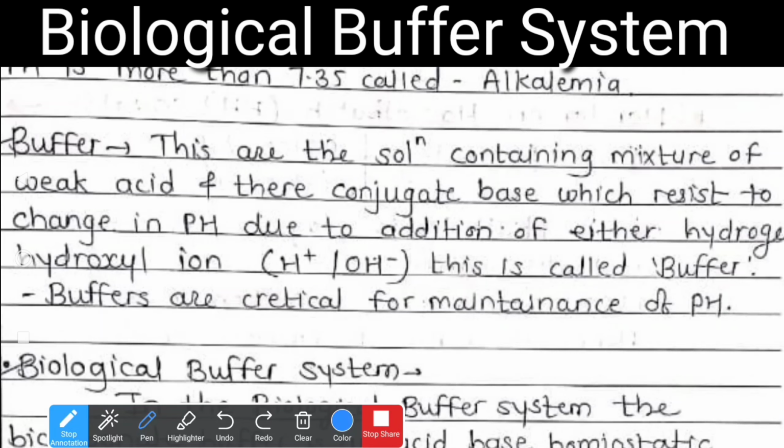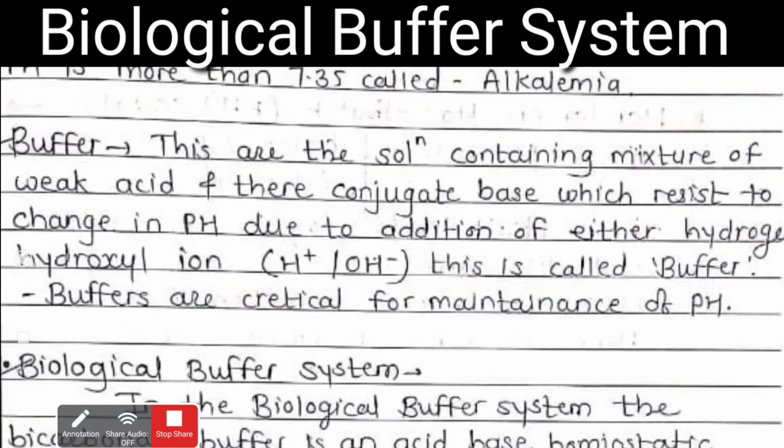What are buffers? Buffers are the solutions which resist change in the pH. Buffers are the chemicals which resist change in the pH when a small amount of acid or alkali is added to them. The buffers are the combination of weak acid and the conjugate base. Now, the important sentence here: buffers are critical for the maintenance of pH.